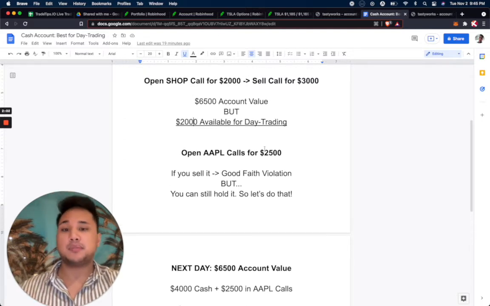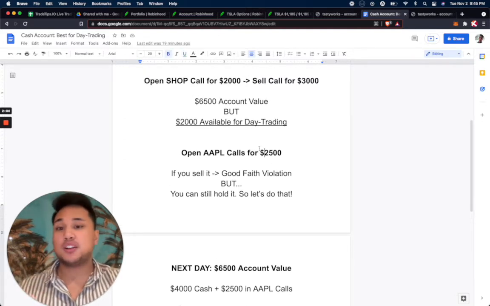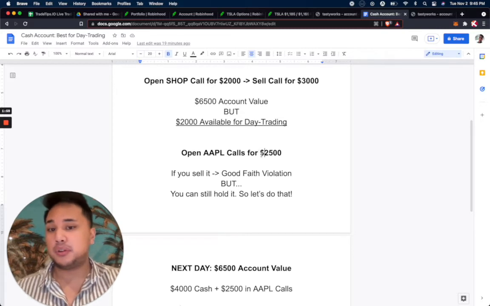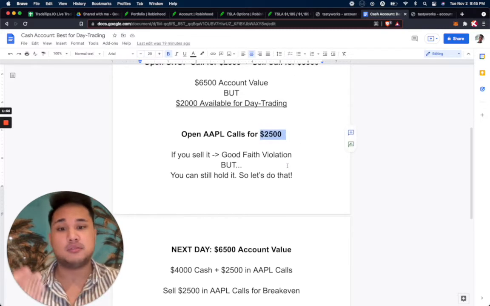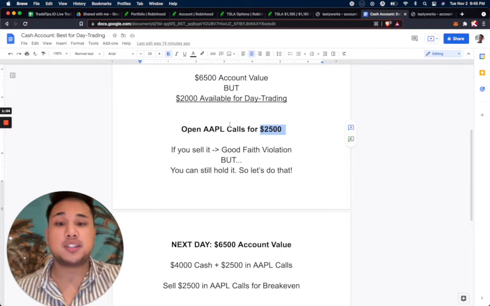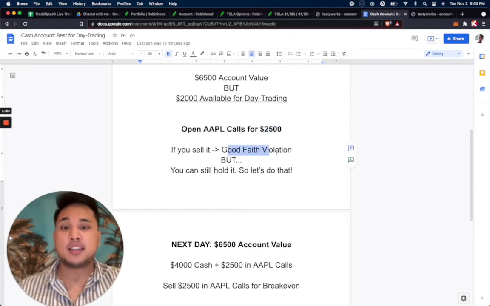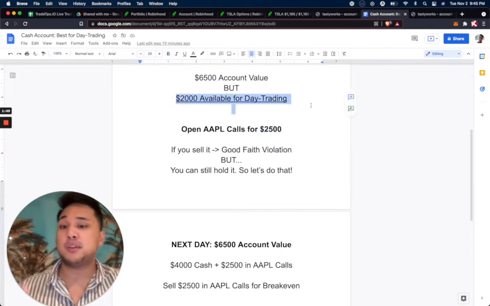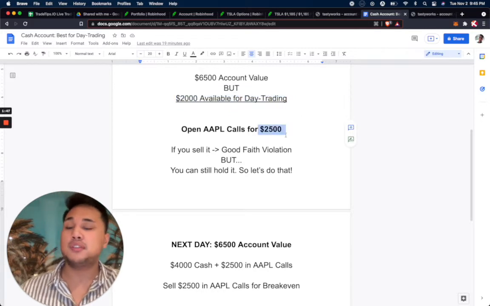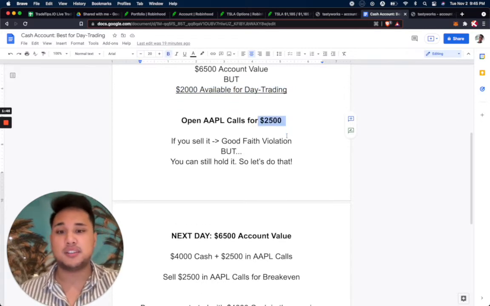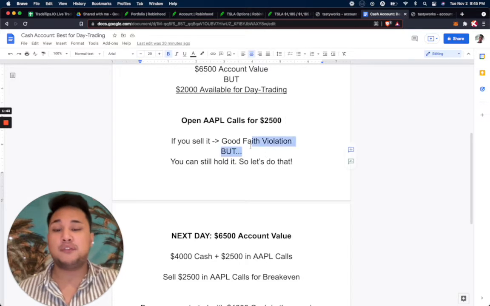So let's say we open up these Apple calls, and because we have $6,500 available, we're able to freely open these and you have no problems with it. Well, the problem is if you sell it on the same day, it's actually a good faith violation because we said we had $2,000 available, yet you used $2,500 to get in and out the same day. How do we avoid that? Well, if we want to avoid the good faith violation, we can actually hold it to the next day.